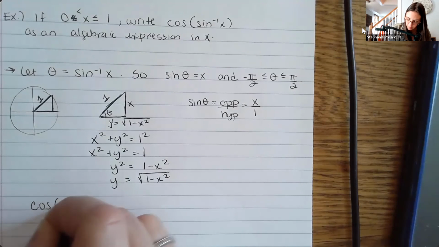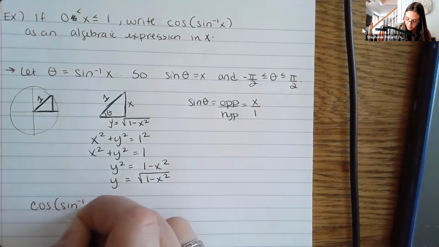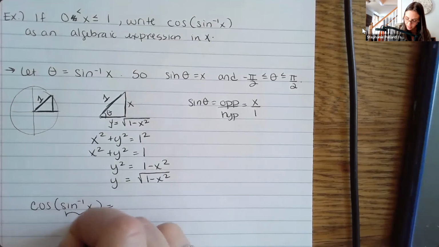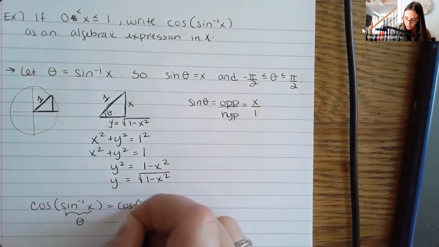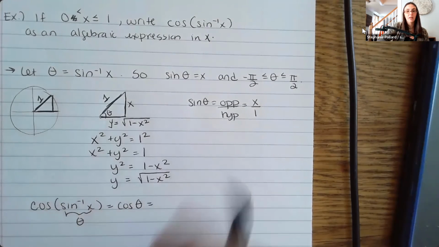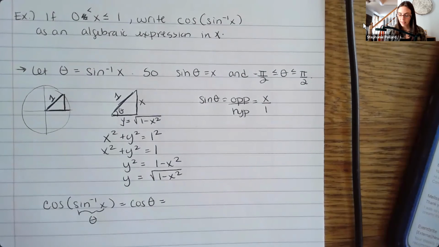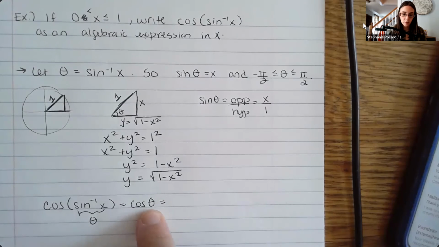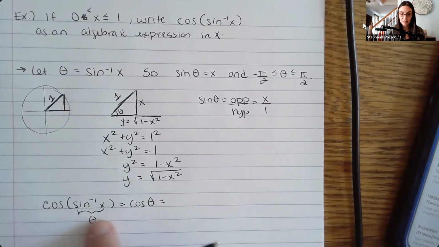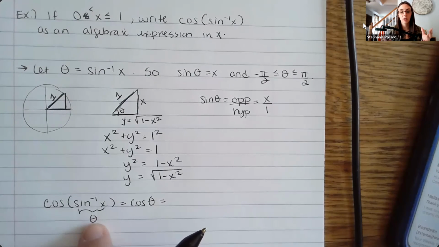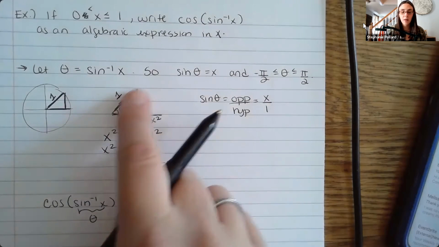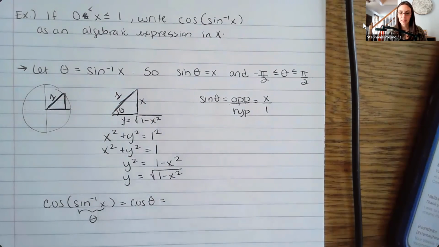So cosine of inverse sine of x, again, I don't really know what this is. I'm just calling this theta. So we're doing cosine of theta, and I'm going to use my triangle here. So we have our theta in there as our placeholder, because again, we're not actually going to find the exact angle here. We're going to use our setup of our triangle, but just use that theta as our placeholder.